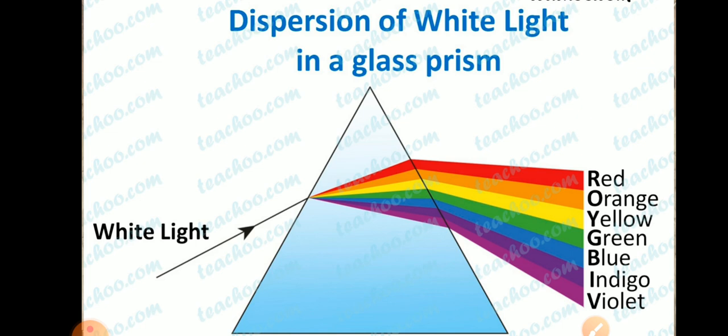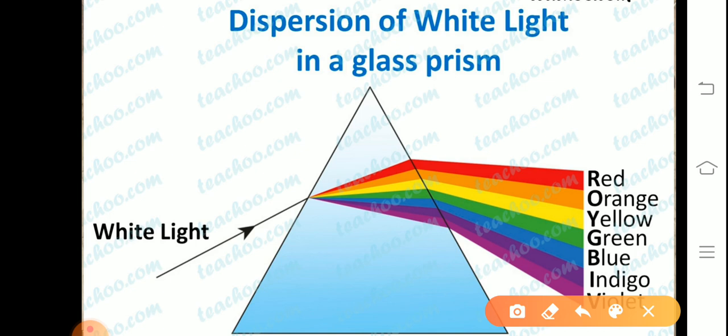The white light is coming from the sun, right? When this white light passes through the glass prism, what happens to it? Yes, you are absolutely right. It is divided into 7 colors. They are red, orange, yellow, green, blue, indigo and violet.